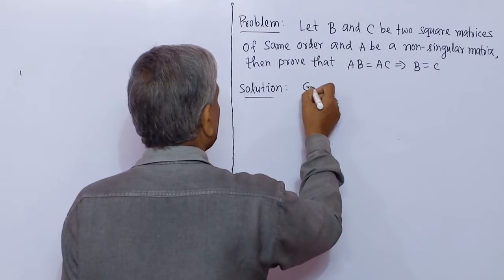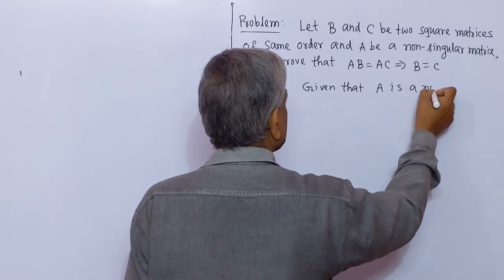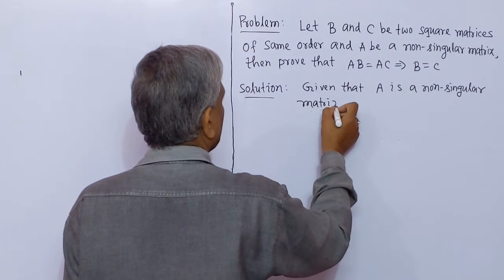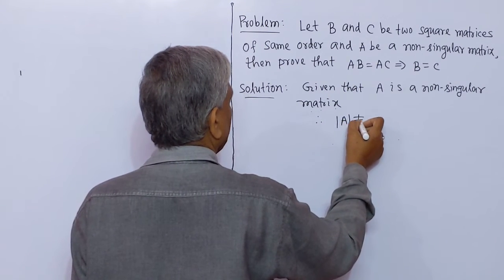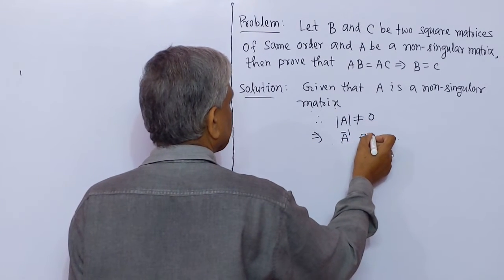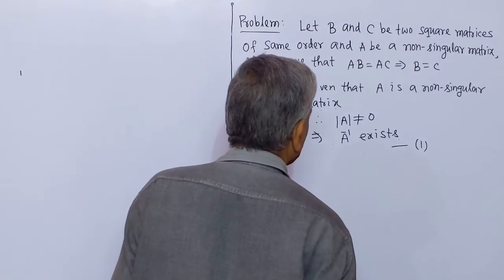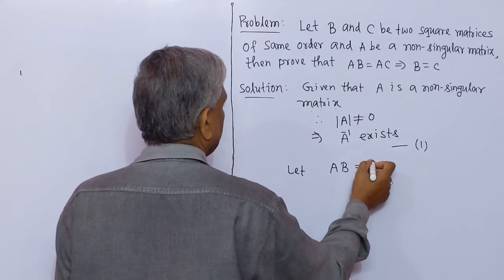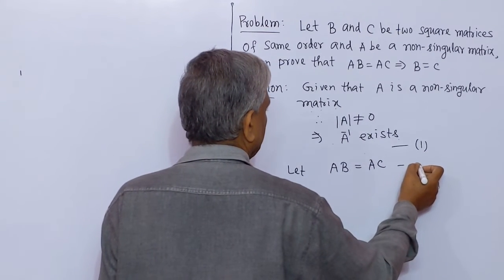Given that A is a non-singular matrix, therefore determinant of A not equal to 0 implies that A inverse exists. This is number 1. Let AB be equal to AC. This is number 2.